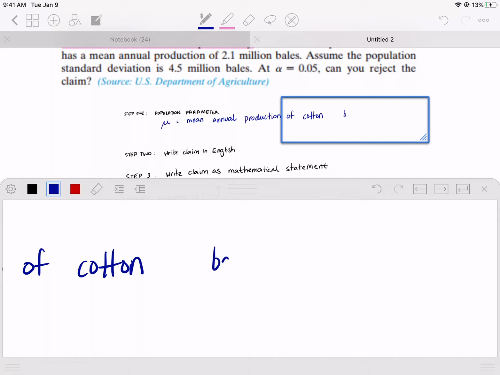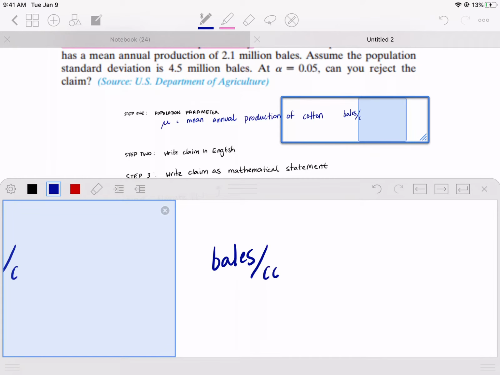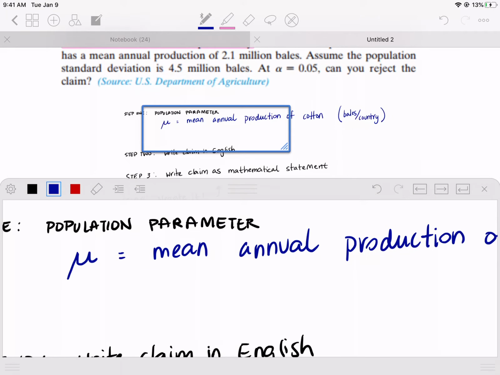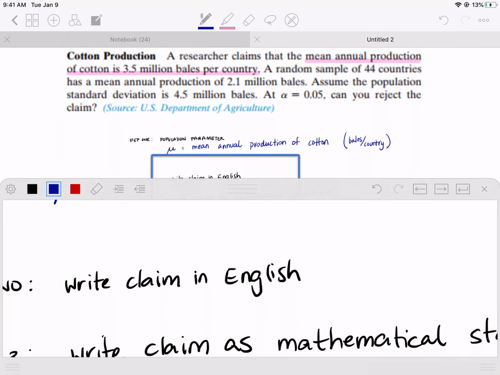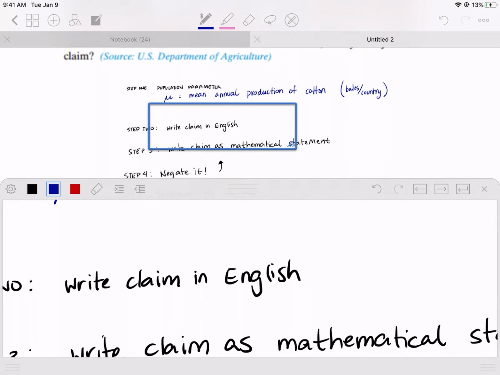So the units are bales per country. Now, this is the population mean, so we don't know mu, right? We don't know the population mean. The idea is to test a claim about the population mean. Write the claim in English. Mean production is 3.5 million bales.